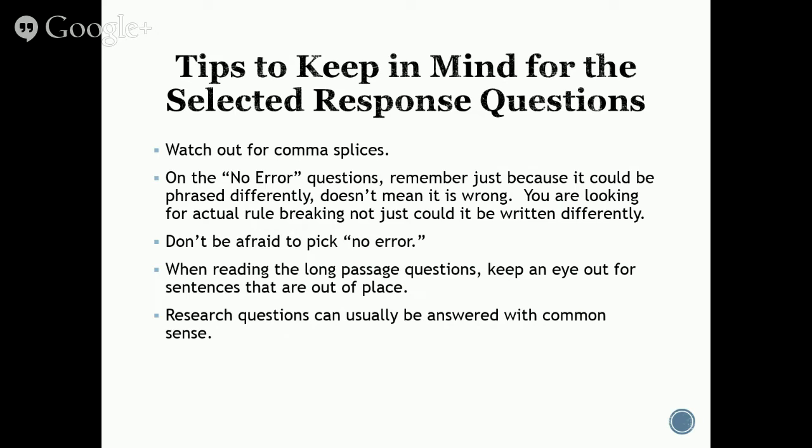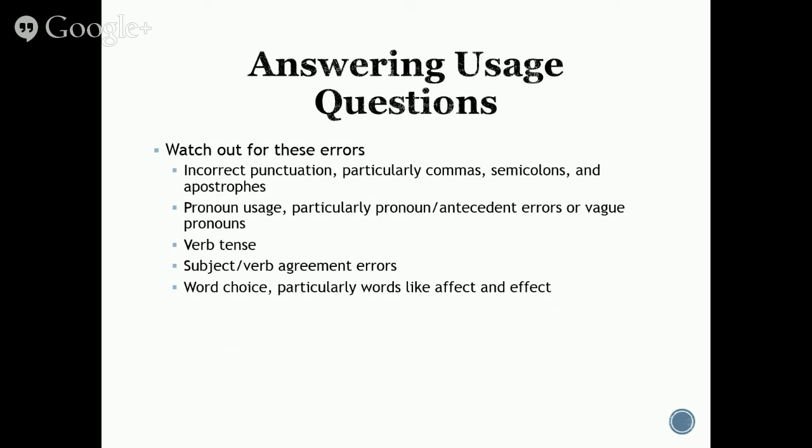The research questions that are included on the core test for writing can usually be answered with common sense. They're usually something like, why should I have articles cited within an essay to avoid plagiarism? Why should I use sources when I'm writing to help back up my ideas or to give strength to my argument? That kind of thing. So you need to make sure that you just review that, or just basic ideas, common sense when you're answering those. So let's look at the usage questions.